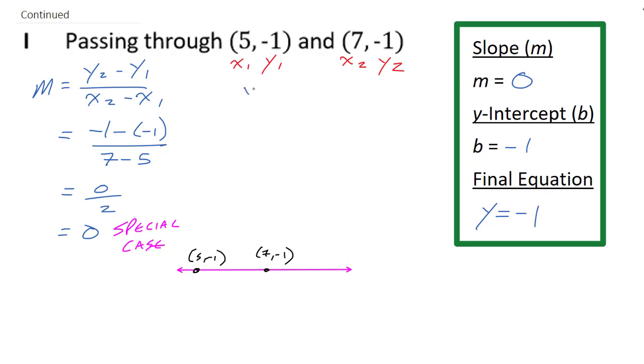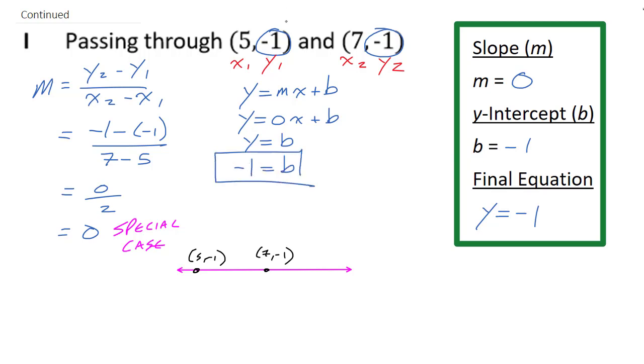Now, let's say you didn't notice. Again, you could just continue on doing the same thing. Y equals mx plus b. I'm going to sub in my slope, 0x plus b. Well, what's 0 times x? It's 0. So it's just y equals b. Well, sub in a point, what's b going to be? It doesn't matter. It's going to be one of these numbers. When I sub in 5, -1, or 7 and -1, the y-coordinate is -1. Y is -1. So there you go.